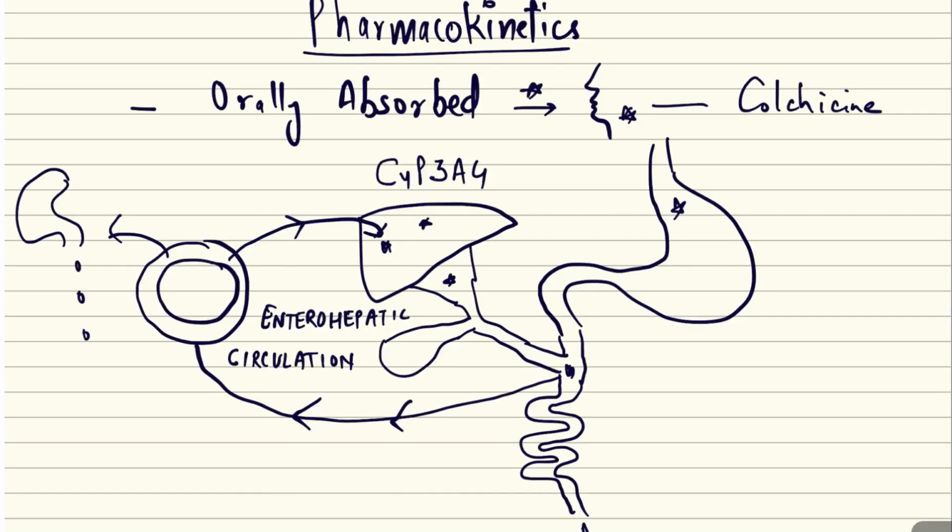So let's continue our topic on anti-rheumatoid drugs. We are discussing colchicine. Today we will be talking about the pharmacokinetics of colchicine. So colchicine, as we know, is used in terminating the acute attack of gout.